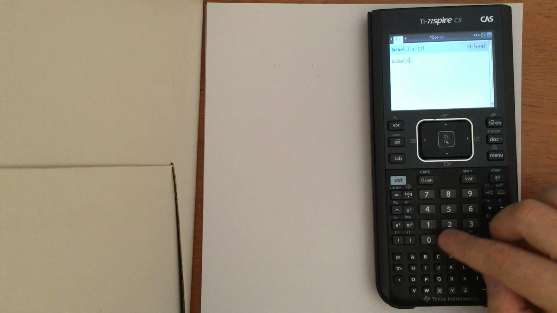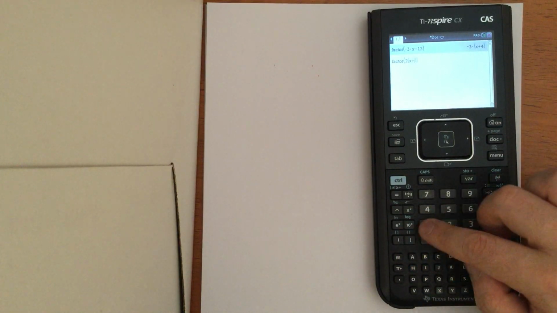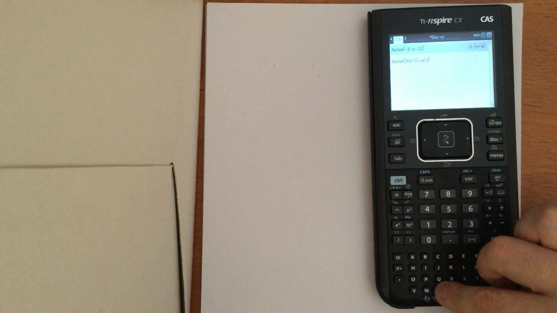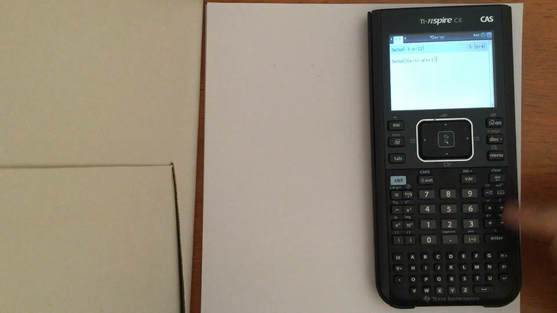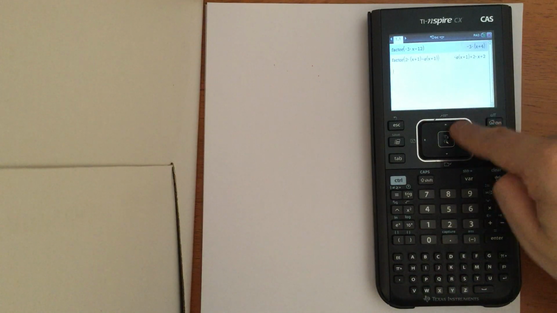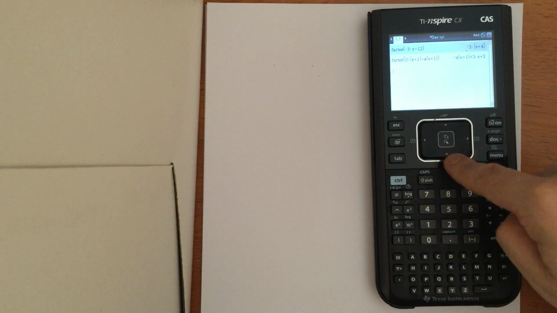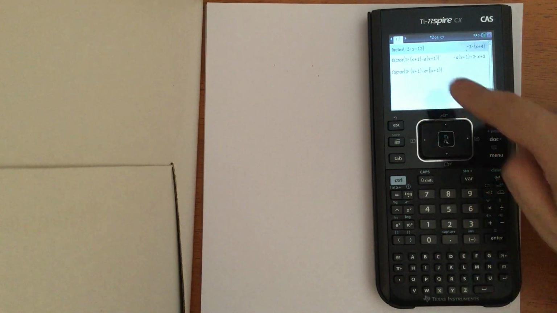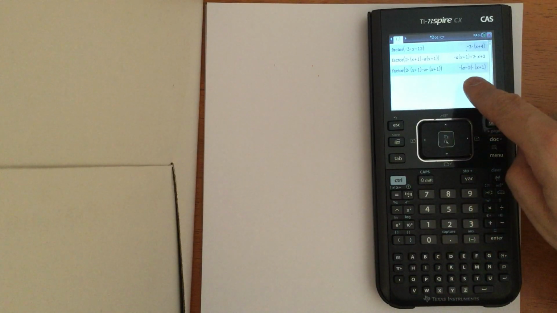So if I go menu to factor again, how about we do things like this? Brackets x plus 1 minus a brackets x plus 1. This might be an error. No. So see, if you don't do the multiply sign, you get something dodgy. Rerun it. So basically, go back, up, rerun.